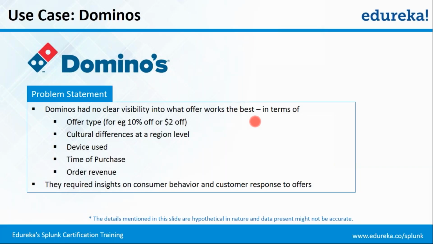So folks, Domino's were running many marketing activities at that time. And since they were into a fast-moving business, they could not easily figure out which was a better promotional offer, a 10% discount offer or a flat $2 offer. They also wanted to know if consumer behavior and needs change with different geographies. They wanted to determine which was the customer's preferred time and the preferred device to make the purchase. And most importantly, they wanted to know if an offer or a coupon plays a role in the customer's order size.